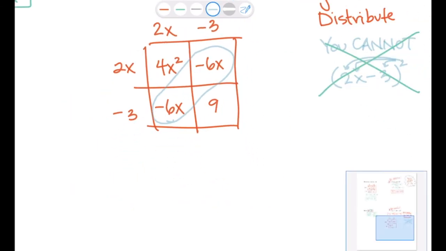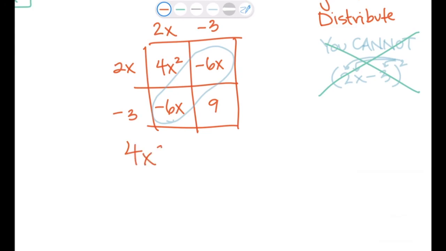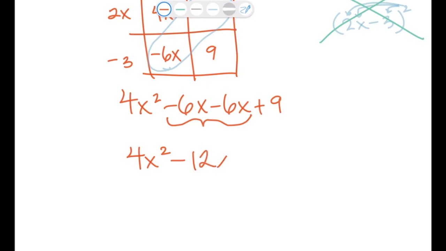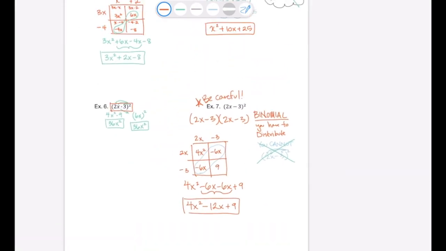And again, notice, we have like terms that can be combined. So we started off with 4x squared minus 6x plus 9. But these two can be combined, so we have a final answer that's a trinomial of 4x squared minus 12x plus 9. And you're done.